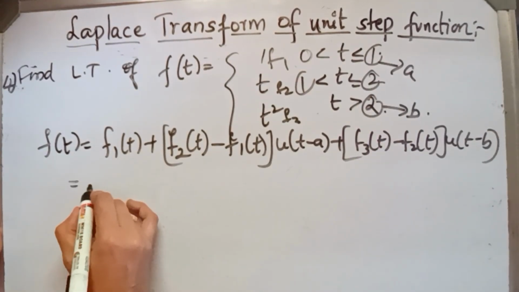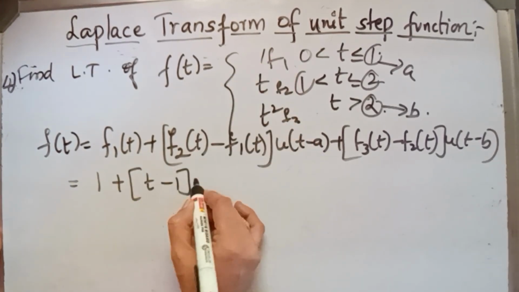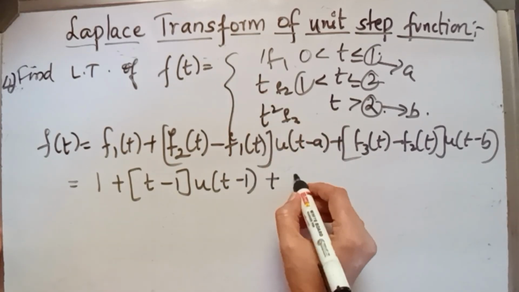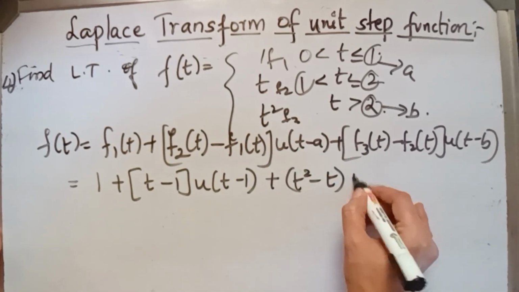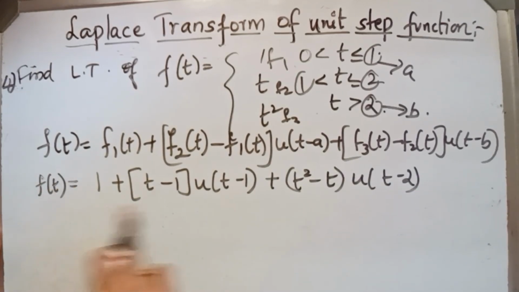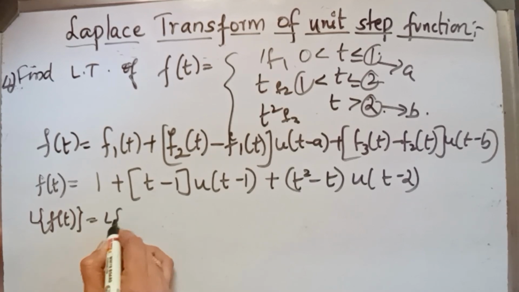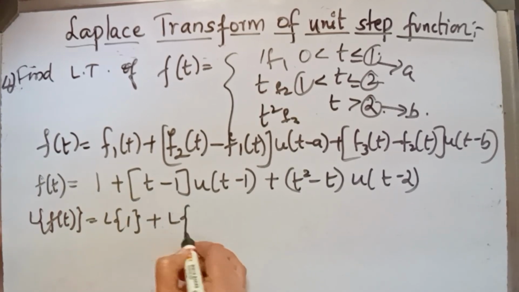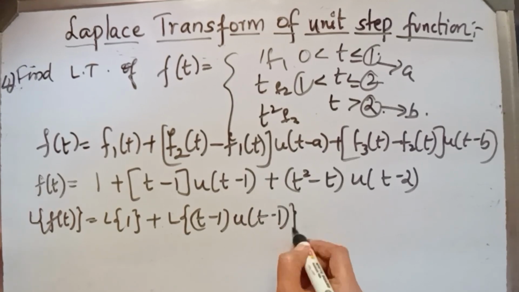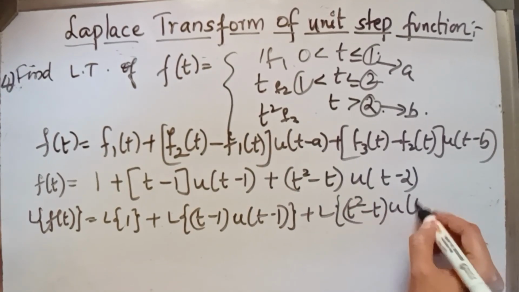What is f1 of t? 1, plus f2 minus f1, which means t minus 1, into u of t minus 1, plus f3 minus f2, which is t square minus t, into u of t minus 2. This is your f in terms of unit step function. Now find the Laplace transform. What is the Laplace transform of 1? 1 by s, plus the Laplace transform of t minus 1 into u of t minus 1, plus the Laplace transform of t square minus t into u of t minus 2.